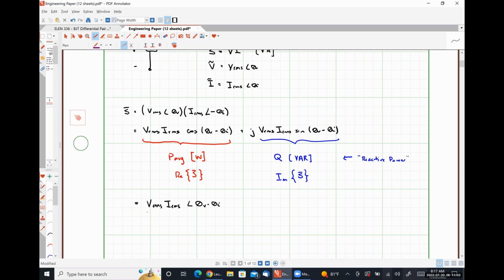Well, the quantity VRMS times IRMS is more commonly known as the apparent power, which I will define as the magnitude of the complex power. So it has units of volt amperes as well, and it simply represents exactly the magnitude of the complex power. So complex power without any phase angle contribution.